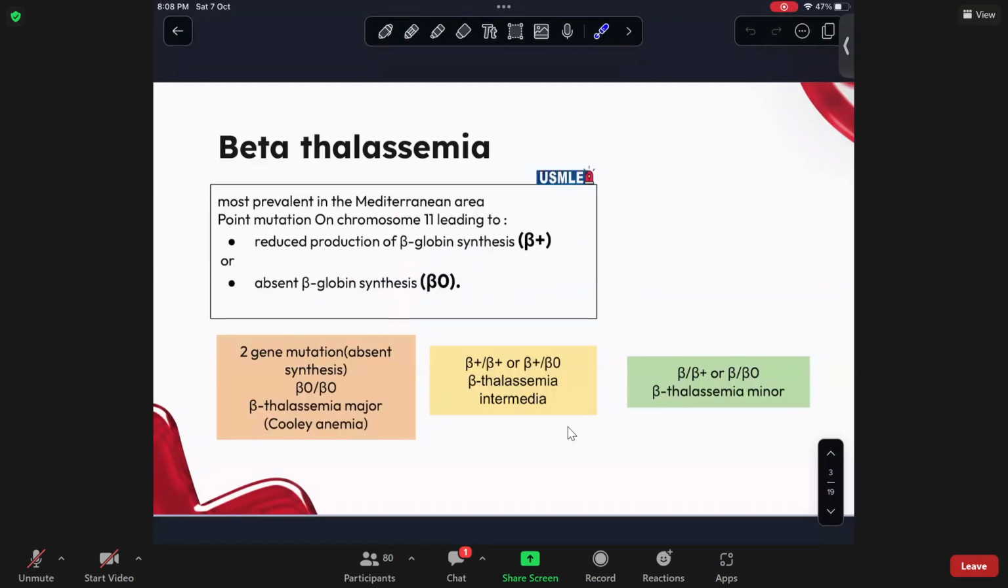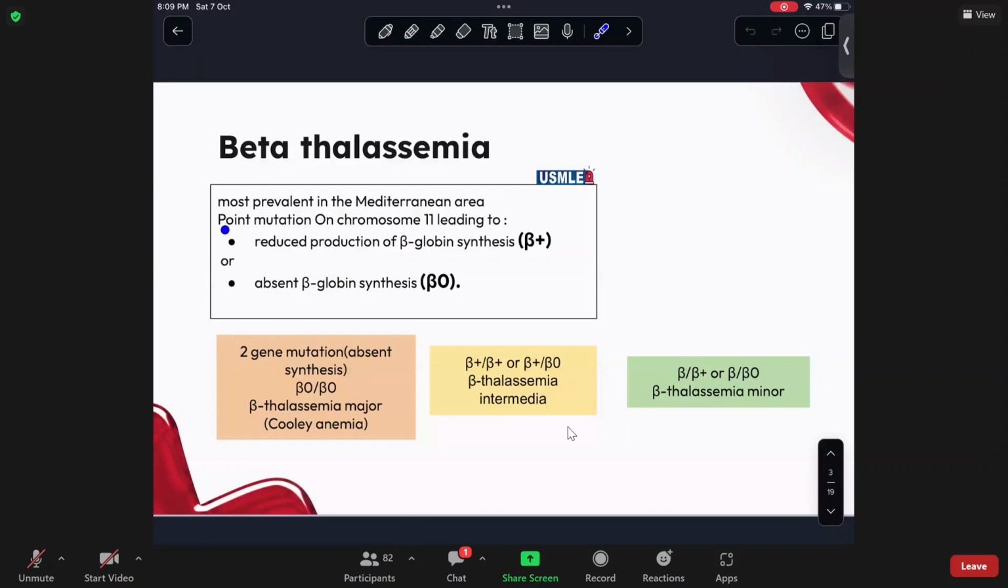We will start with beta thalassemia. It's more prevalent in the Mediterranean area. What is the Mediterranean area? It's like منطقة البحر الأبيض المتوسط, like Syria, Lebanon, Italy, Greece, the south of Turkey. These are the most prevalent areas for beta thalassemia. It's important information for your exams.